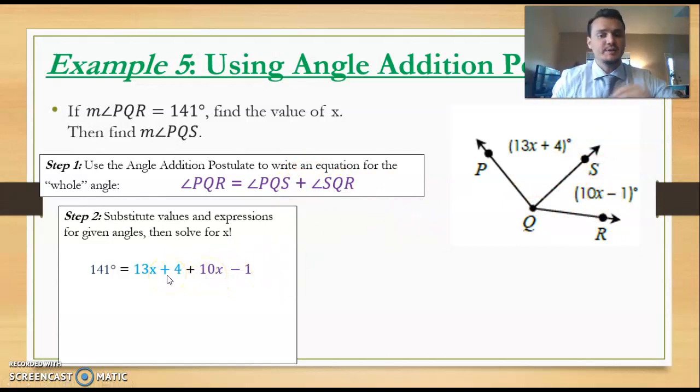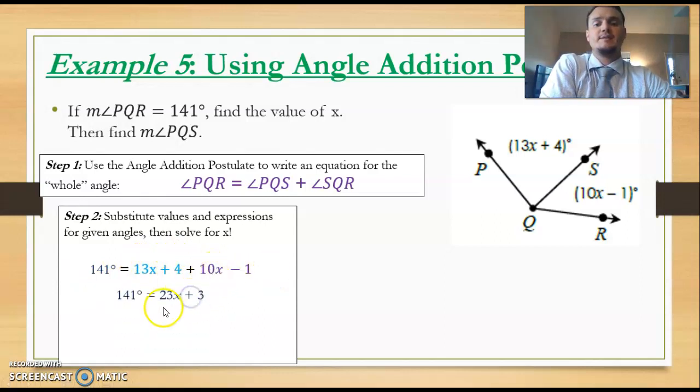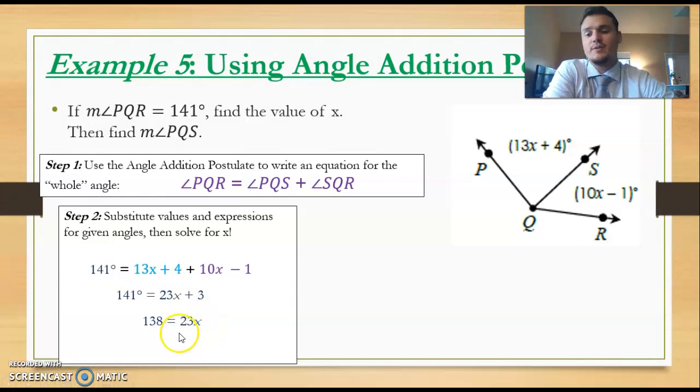So after you have an equation put together like this, we can just go ahead and solve it for x. On the right-hand side, always a good idea to simplify. So 13x plus 10x is going to give us 23x. And we have a positive 4 minus 1, which is a positive 3. So after we simplify the right-hand side, we are left with 141 equals 23x plus 3. Then we just subtract 3 on both sides to get x kind of by itself. And then we have to divide by 23 in order to figure out what x should be. 138 divided by 23 is 6.